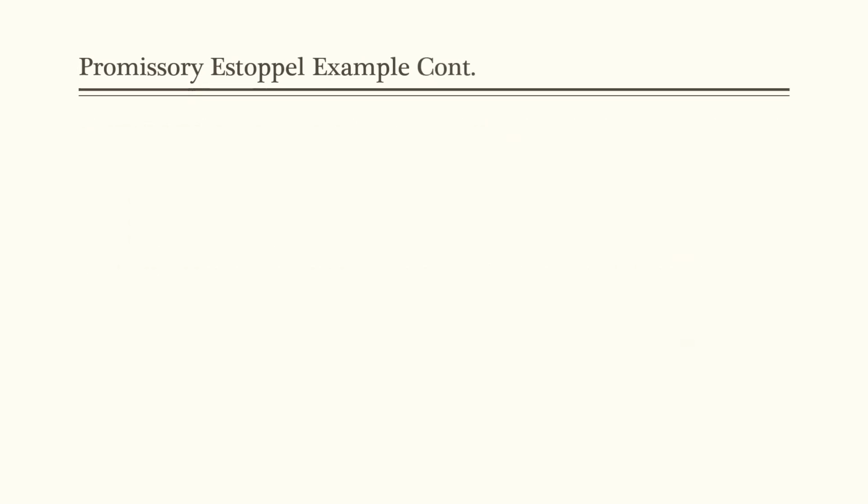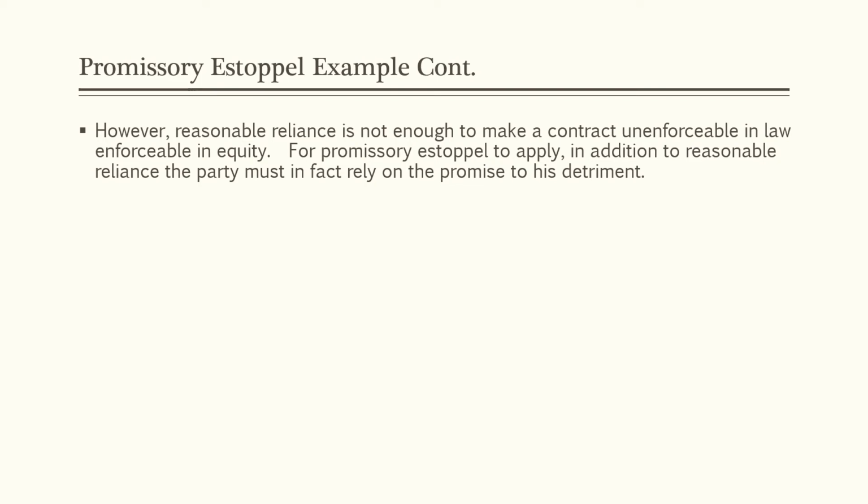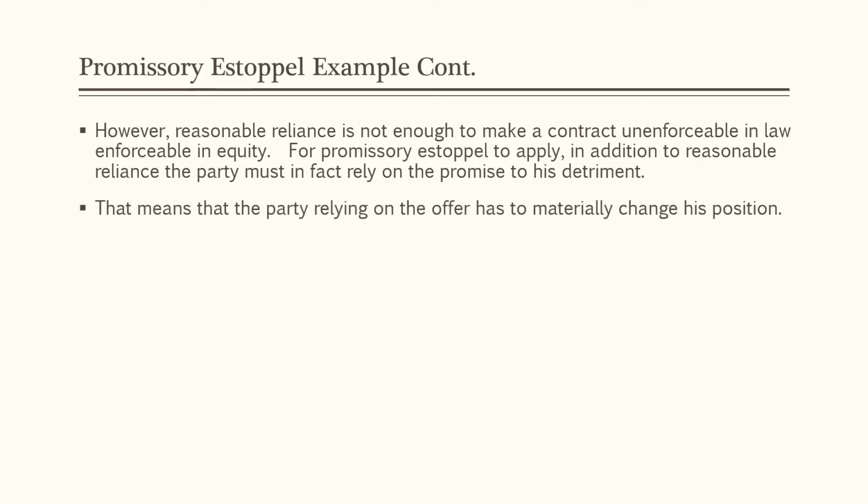Remember that promissory estoppel, the second element, has two elements: reasonable reliance and a change in position, a reliance to your detriment. Reasonable reliance on its own is not enough to make a contract unenforceable in law, enforceable in equity. For promissory estoppel to apply, in addition to reasonable reliance, the party must in fact rely on the promise to his detriment. So what does that mean? This means that the party relying on the offer has to materially change his position in reliance on the offer.